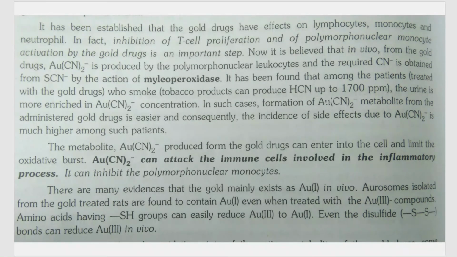Apart from this, it was seen that gold drugs have an effect on lymphocytes, monocytes, and neutrophils. They can also inhibit T cell proliferation, and polymorphonuclear monocyte activation is also inhibited by this particular drug. Now, what is important is the next point.